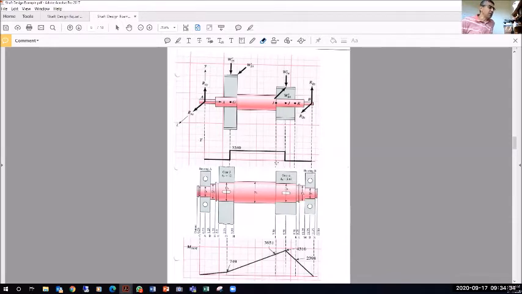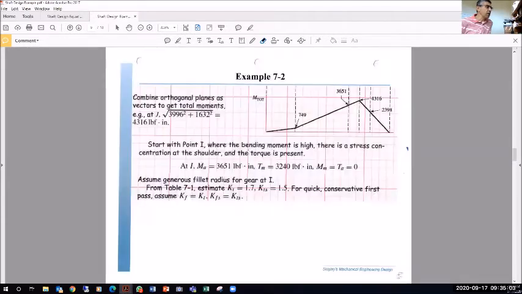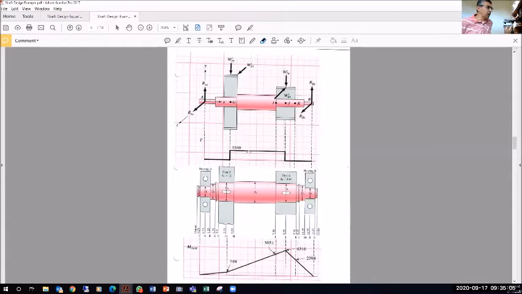Now, looking at this, you think, I want to start where I have my maximum moment and torque applied. So this is definitely going to be an eye catcher. And I think maybe the shoulder is going to be critical. So if I start with the shoulder, I'll be using this moment of 3,651 and this torque of 3,240. So we look at this and we start.